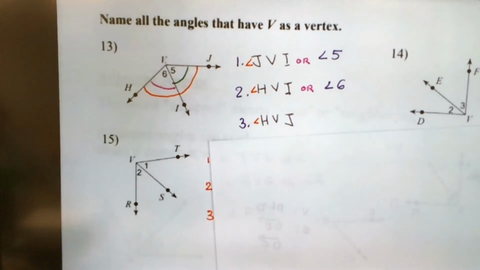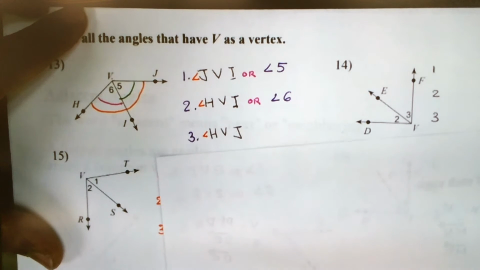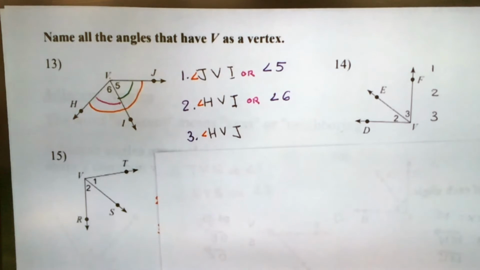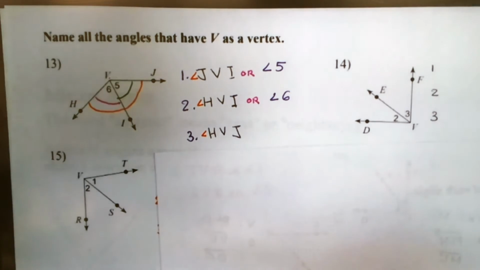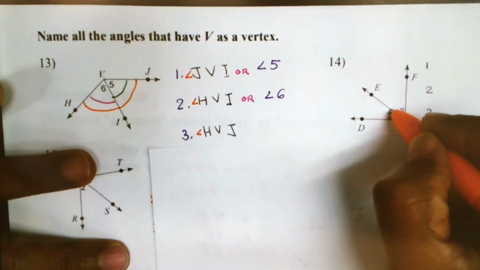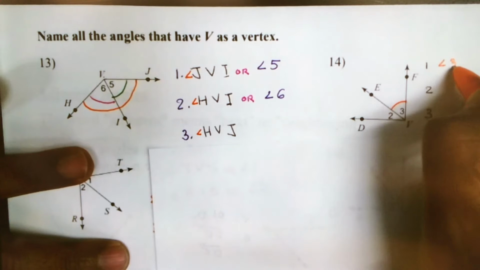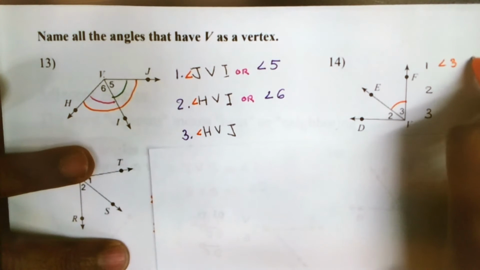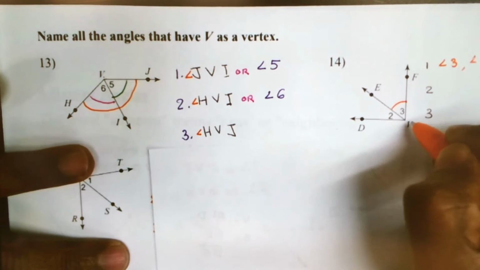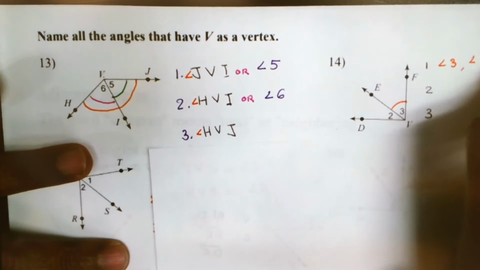Here are the next 3 questions. I hope you can do those. Let us do this one together. So there are 3 angles. One is this small angle. That angle we can say angle 3, or I could say angle EVF or FVE. Let me say EVF.